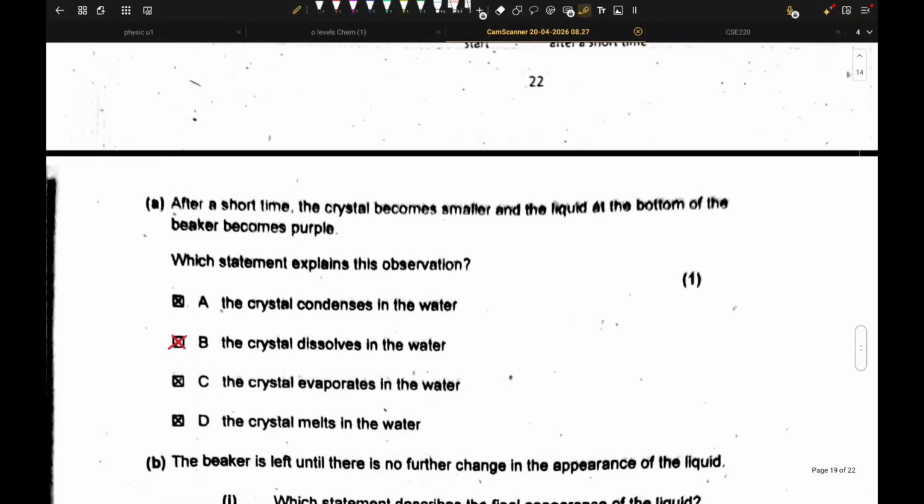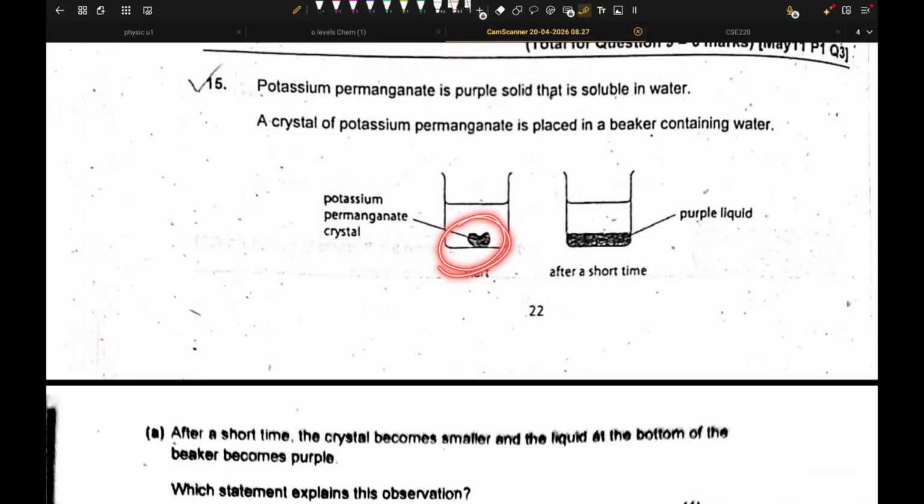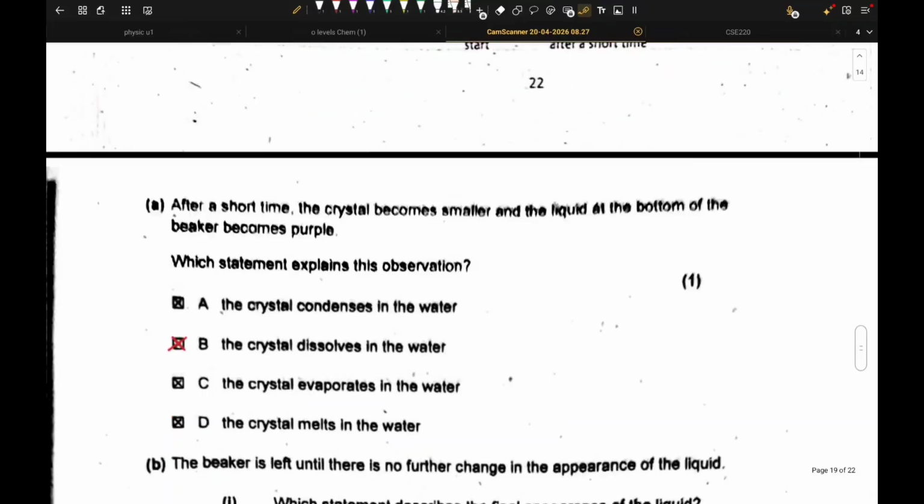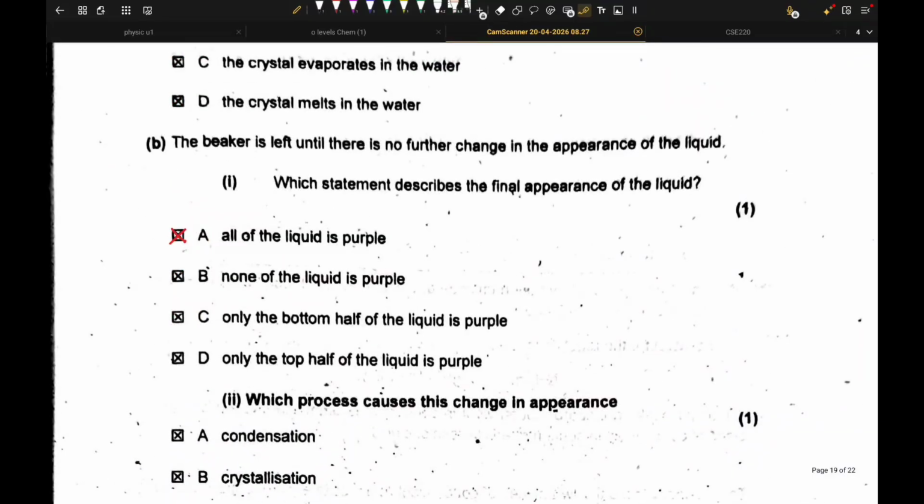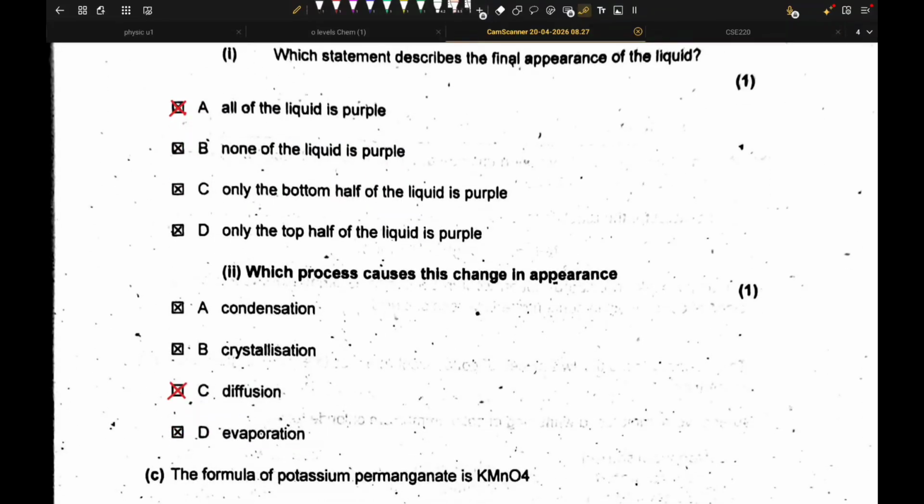Question number 16. The crystal dissolves in water. That is what we are seeing here. It says observation. Observation means what we are seeing with our eyes. Now the beaker is left until no further change. As the liquid was diffusing, all the liquid will turn purple eventually, because diffusion does not stop until all particles are at the same concentration. Diffusion only stops when the concentration gradient flattens out.